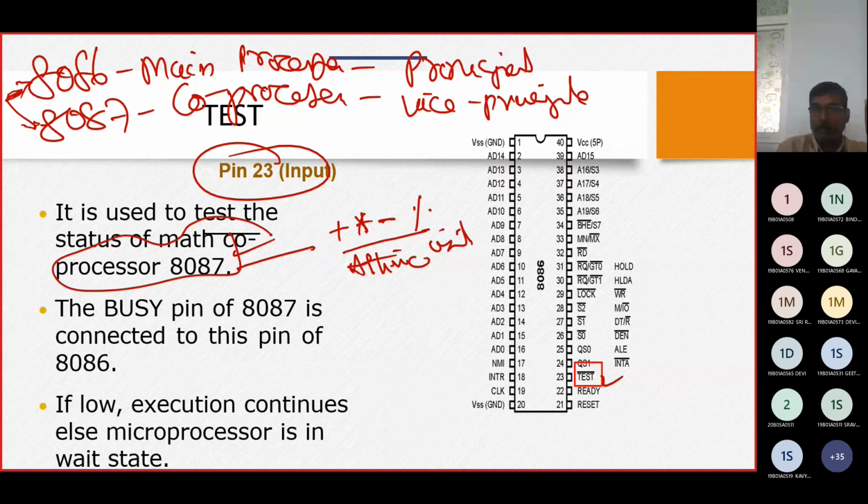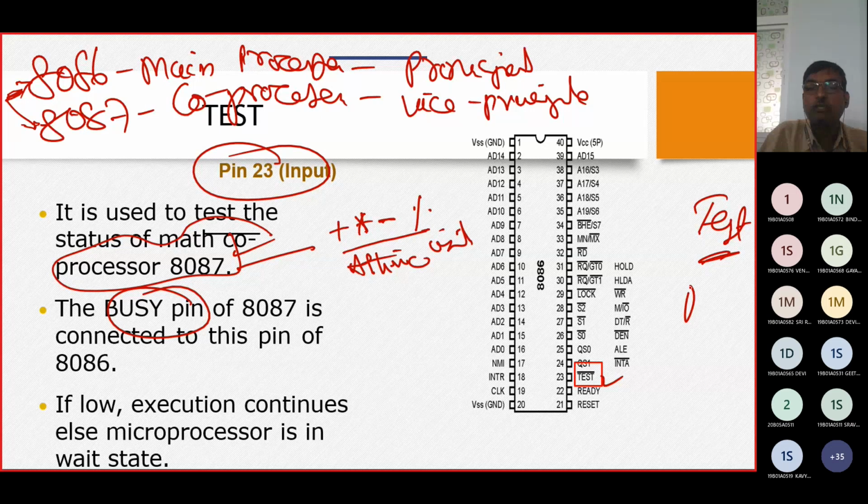So the test pin is going to be opted on the busy pin. The busy pin will tell whether the CPU was idle or busy. If it is idle, the job will be assigned. If it is not idle, if it is busy, then the job will not be assigned. So this is how we have to distinguish between the test pin and the busy pin.